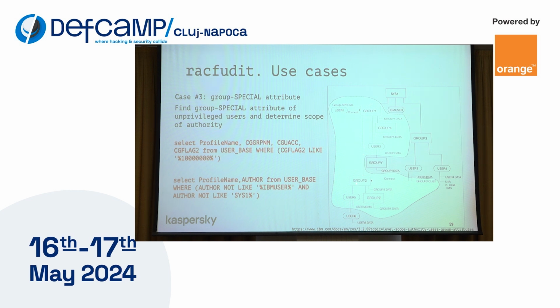Group 1 is the owner of group 2. Group 2 is the owner of user 5. Thus, user 5 is in the authority scope of user 1, and user 1 may perform some privileged actions on user 5, for example, reset the password, regardless of whether user 5 has the special, operations, or auditor attribute. Such misconfiguration is not obvious, and we found a lot of privilege escalation vectors by investigating the RACF database using RACFudit.